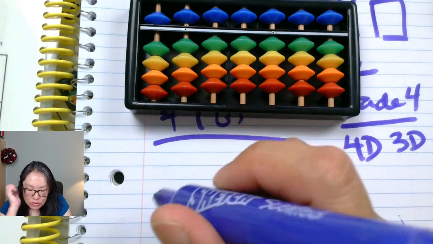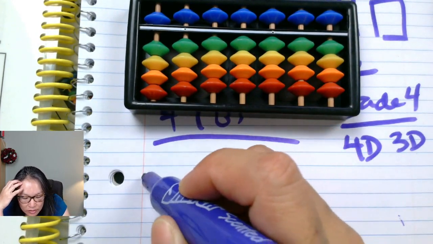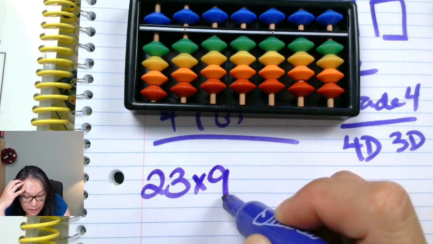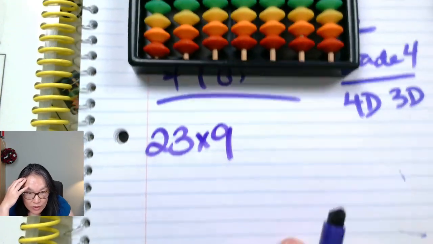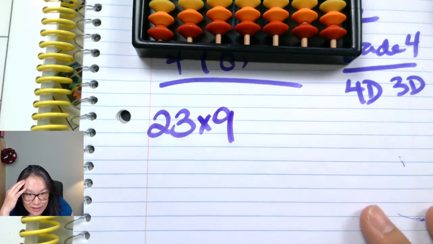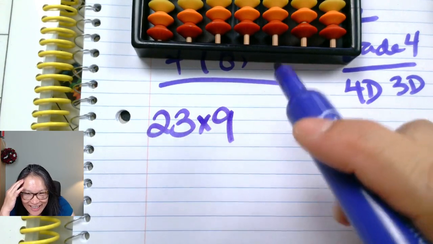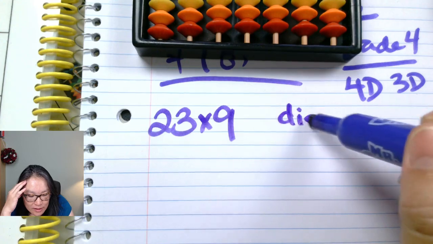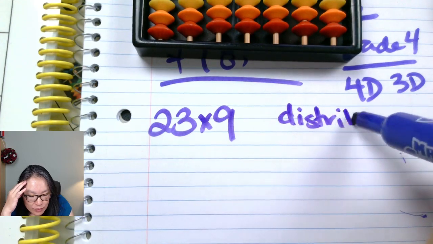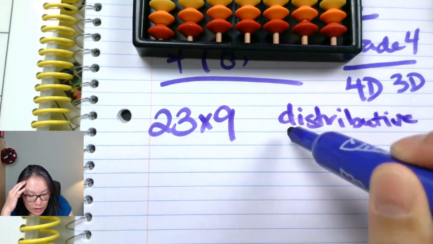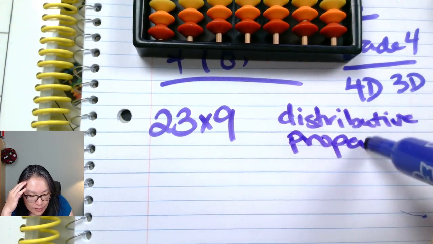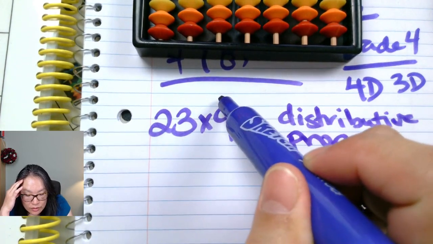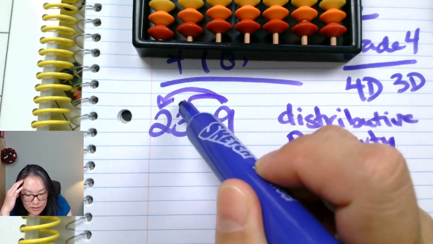So let's do multiplication. So we could do 23 times 9, right? So this is what we're going to do. I felt smart with addition. I don't know about him. Okay. We're going to, this is what we call the distributive property. When we do this, what we're going to do is we're going to do this way and then this way.